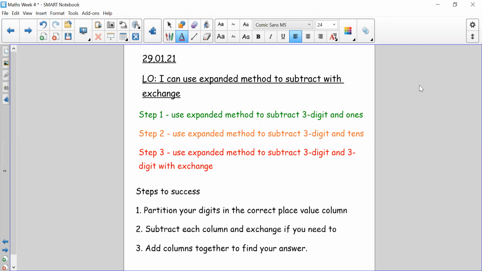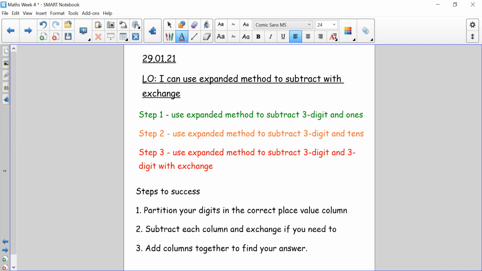Today we're going to look at expanded method for subtraction, and we are going to exchange. So yesterday we exchanged using counters. Today I'm going to show you how to exchange using digits. You can use counters today to support you if you need to. We might look at counters for step 1, but definitely for step 2 and 3, I would like you to start thinking about your exchanging with digits rather than exchanging with counters. But feel free to get your counters out if you need to use them.